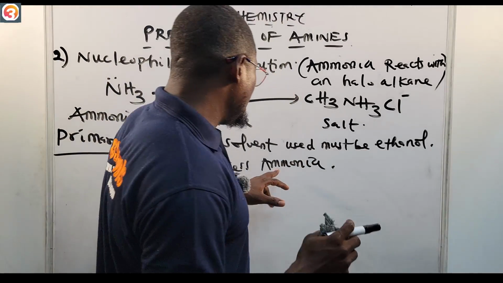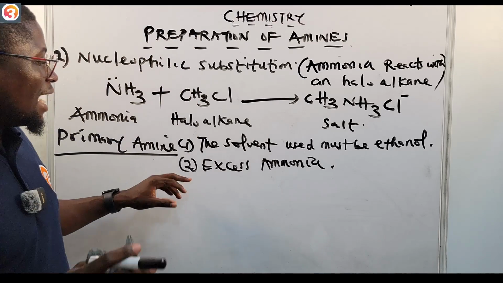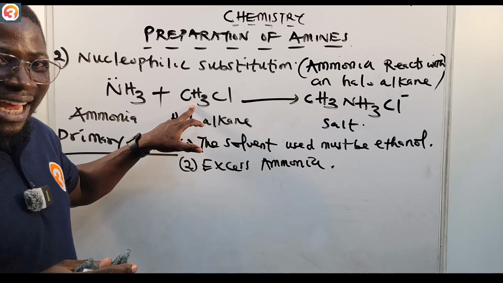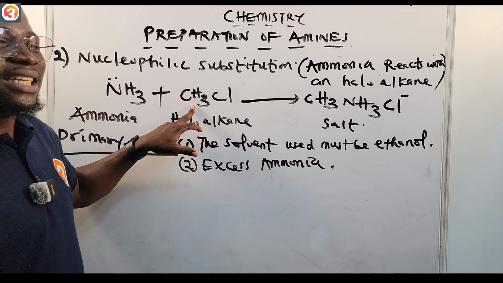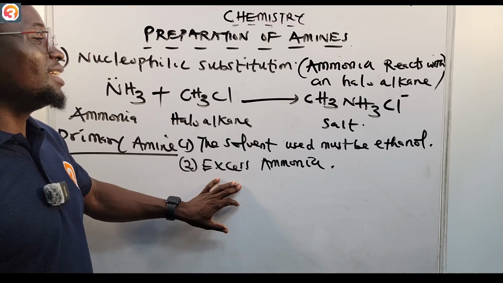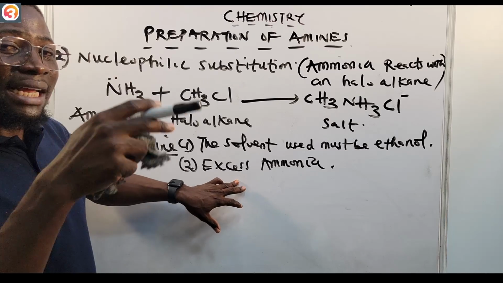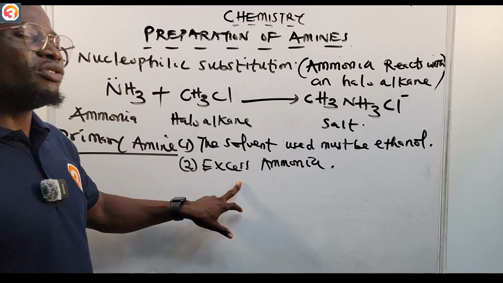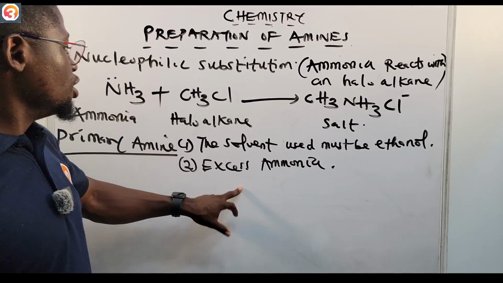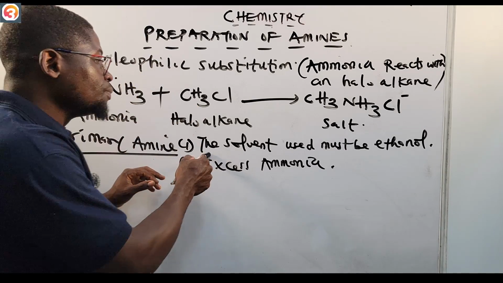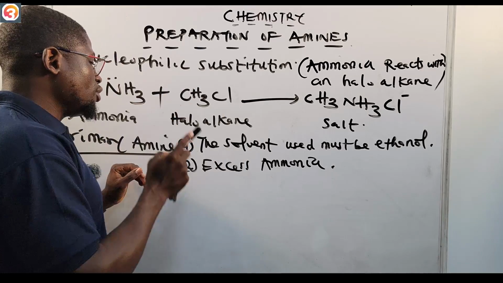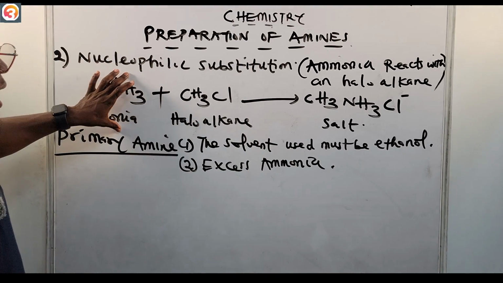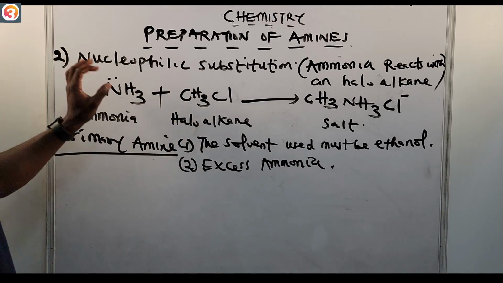If we do not use excess ammonia, the amine that will be produced will react again with the haloalkane, and it will form a secondary amine. That haloalkane can even further react with the secondary amine that is formed to give us a tertiary amine. Please take note of that. That's why we must use ethanol as the solvent, and number 2, excess ammonia. Now, this chlorine has been substituted, and we now have our salt.